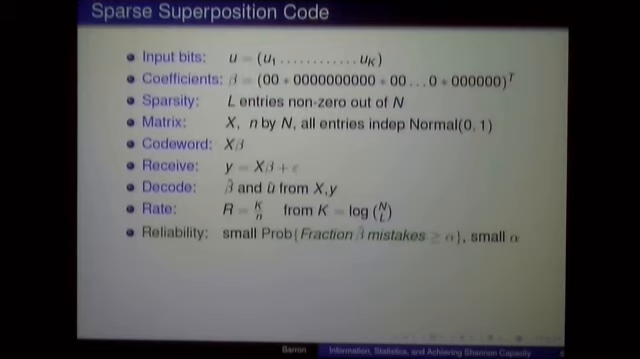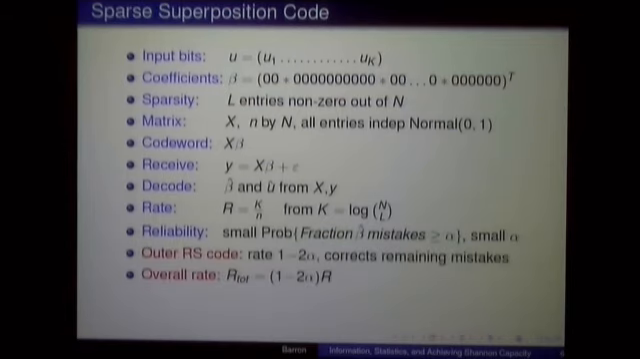And the reliability for small alpha, we look at the probability of a fraction of mistakes on the beta hats being more than some small amount. To correct those small fraction of remaining mistakes, we embed our sparse superposition code as an inner code with a Reed-Solomon outer code. In this respect, it bears similarity to things Dave Forney did around 1960, but he had separate such concatenated codes for each of many uses of small Shannon optimal inner codes.